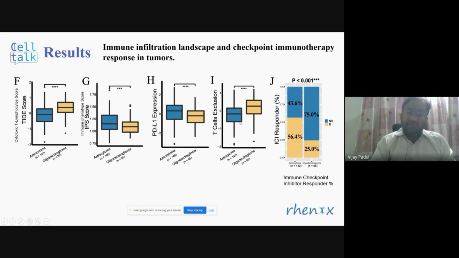And here they have shown that T cell exclusion in oligodendroglioma is statistically significant as compared to the astrocytoma. Then the last panel shows how the molecular features of immune checkpoint therapy responders are behaving. If astrocytoma is considered, 56.4% of these patients are responders as compared to only 25% of the oligodendroglioma histological subtype. So this is the difference: oligodendroglioma tends to have a low response to immune checkpoint immunotherapy. They have identified this difference in this analysis also.